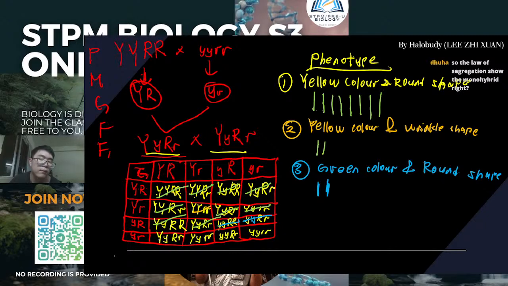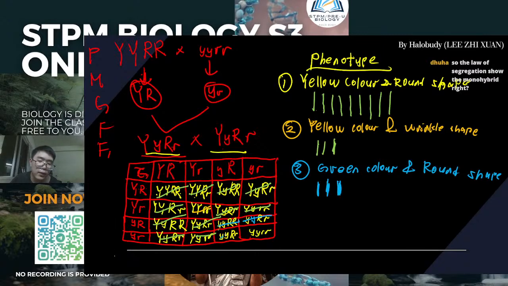And then for this one, capital Y and capital R. So normally this one is yellow color and round shape. Okay, for this one, yellow color but the shape is wrinkle shape. So yellow color wrinkle shape is here. This one is green color, but the shape is round shape. So green color round shape. So this one is considered as here.